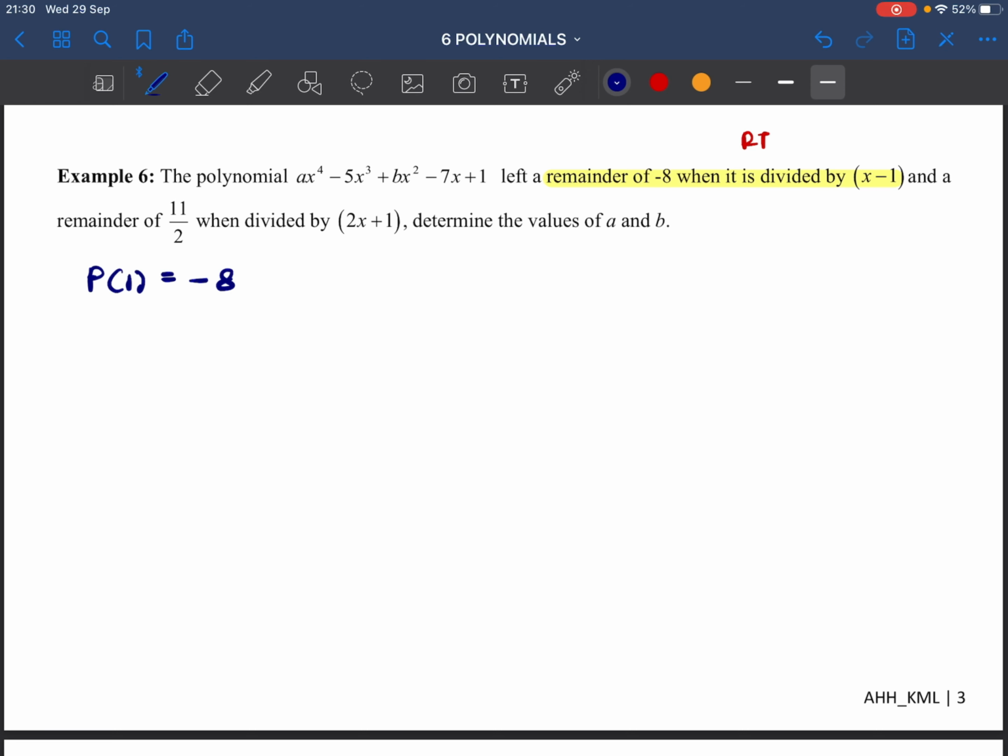Okay, the second sentence here, we have a remainder of 11/2 when divided by 2x plus 1. Okay, by using the remainder theorem as well, we have P, this one your root is -1/2. We will have P(-1/2) is equal to 11/2. So the question asks to determine the value of A and B. So what you have to do is just simultaneous equations.